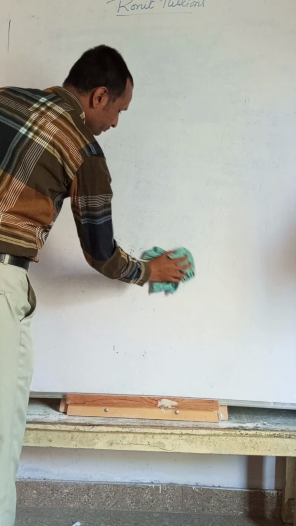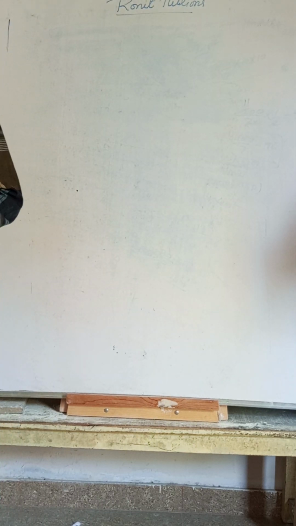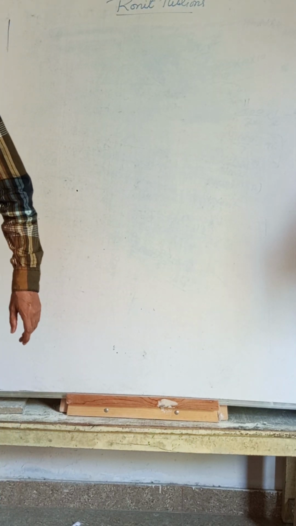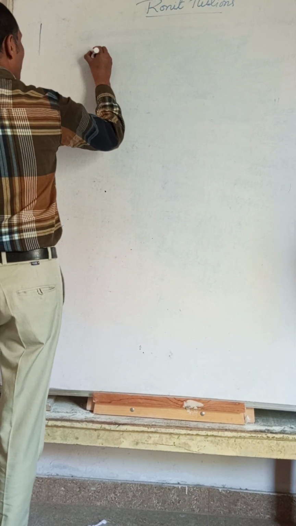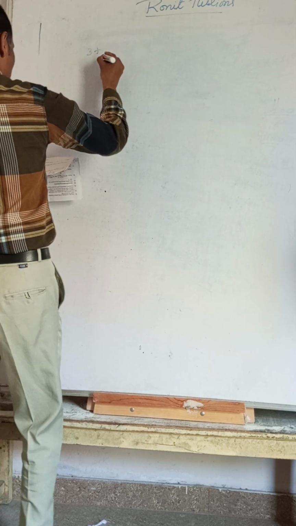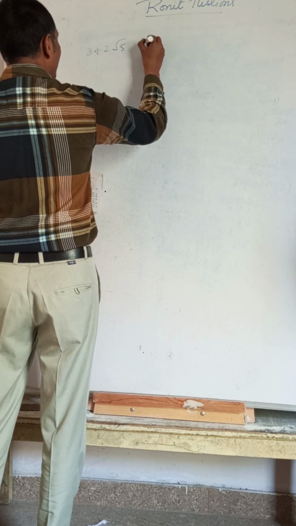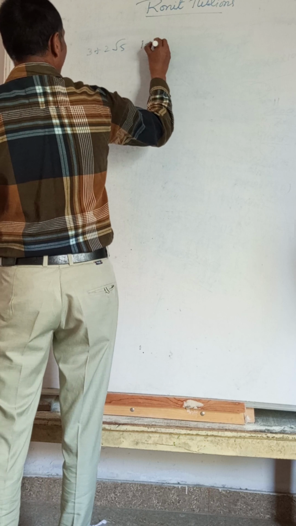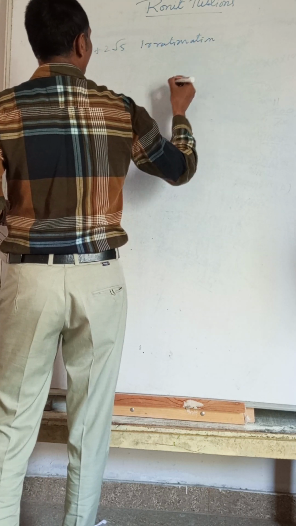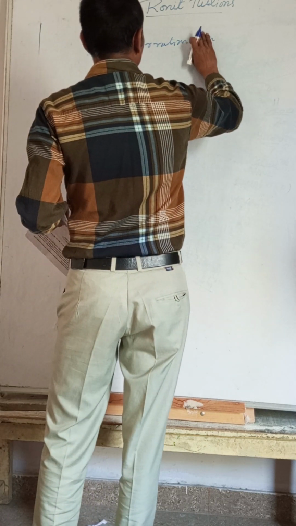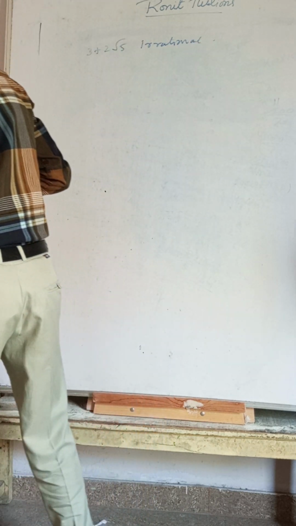Next question we are going to. That question is given here. Prove that 3 plus 2 root 5 is an irrational number. We are proving like that.